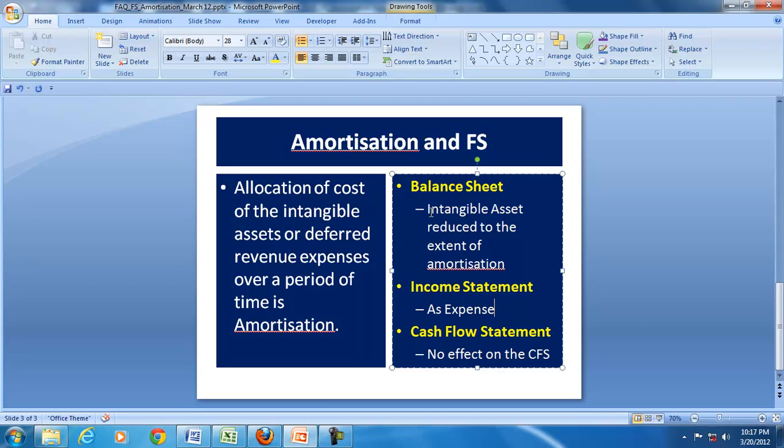To recap here, in the balance sheet, because of amortization, the intangible reduces. In the income statement, it's shown as an expense, and in the cash flow statement, no effect.